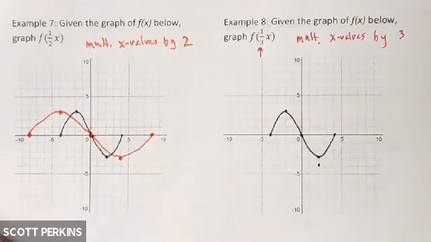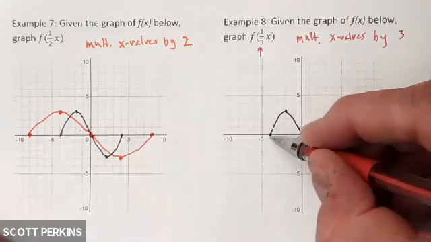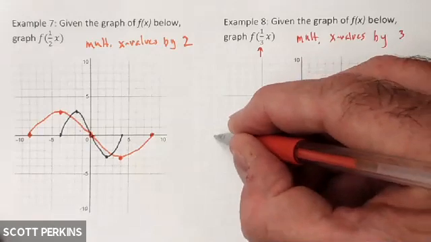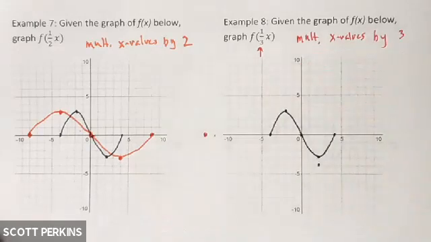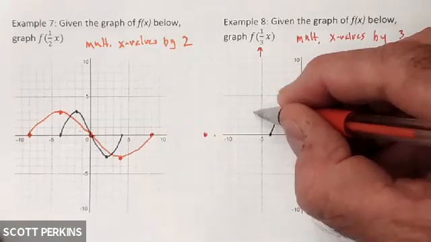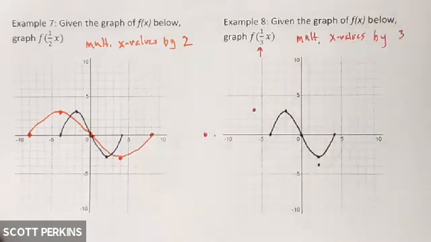I'm going to multiply the x values by 3. So the x value here is -4. So -4 times 3 is -12. So this is 10, 11, 12. I'm going to go right about here. This x value is -2. So times 3 is -6. So put a dot at -6.